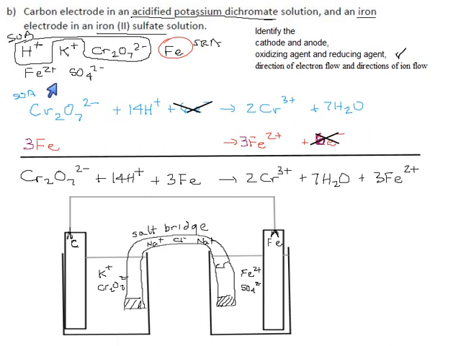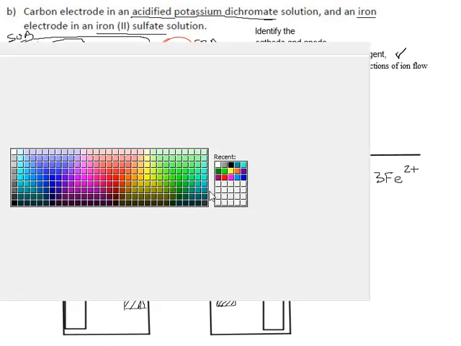And now what's going to happen is we have one reaction where the dichromates and the acid are going to produce chromium ions and water. That's the reaction on this side. So on this side, we're going to be using up potassium dichromates, and we're going to be making chromium ions.